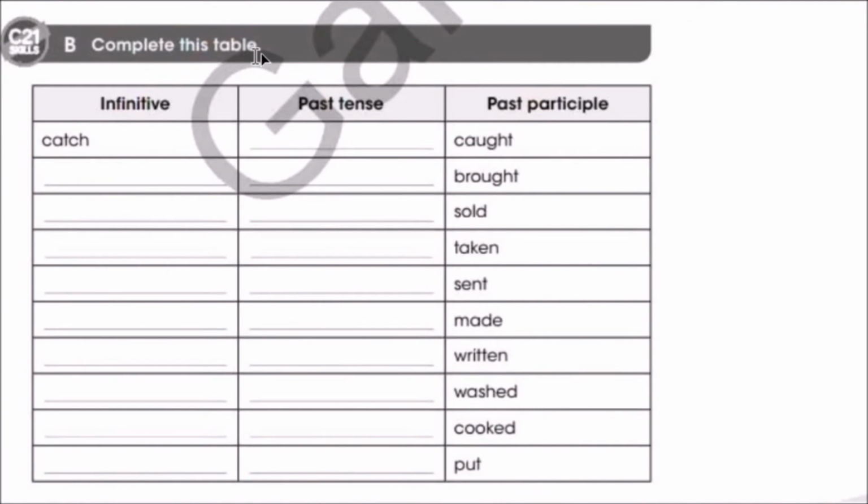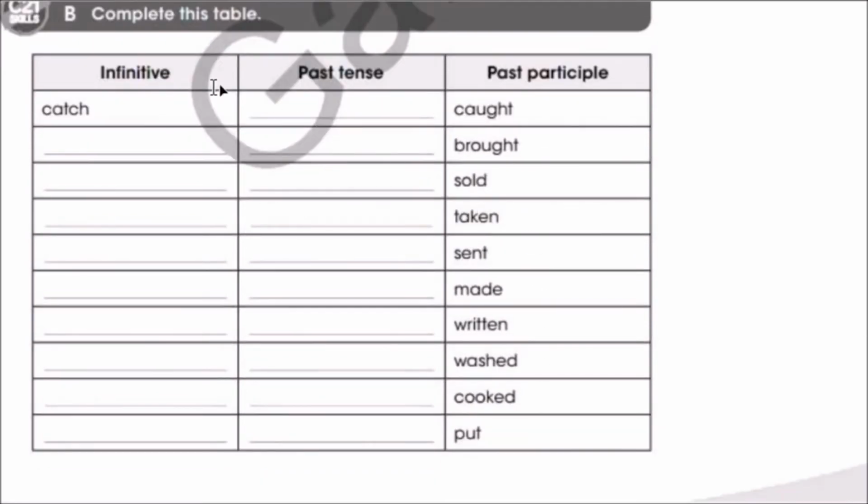Complete this table. As you can see here, we have a 3 columns table that has infinitive, past tense, and past participle. We have the past participle of a verb. We need the infinitive and the past tense. Very good. Now you can stop the video, answer this, and come back and check again. Now let's check.